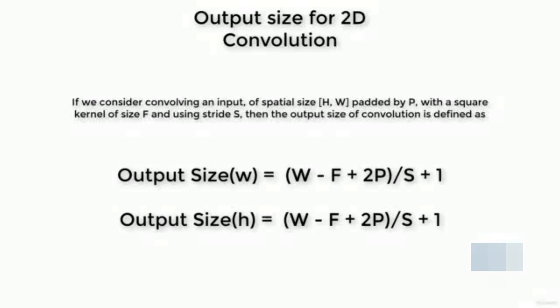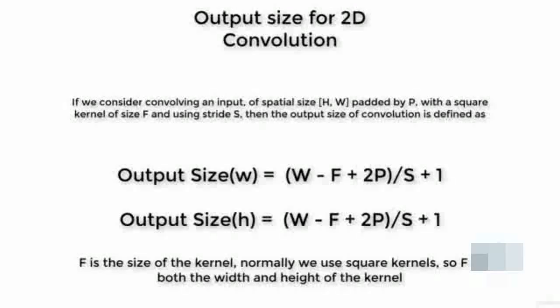If we consider convolving an input of spatial size h and w, padded by p, with a square kernel of size f and using stride s, then the output size of convolution is defined as: output size of w is equal to (w minus f plus 2p) divided by s, plus 1. The output size of h is equal to (h minus f plus 2p) divided by s, plus 1. F is the size of the kernel. Normally we use square kernels, so f is both the width and height of the kernel.